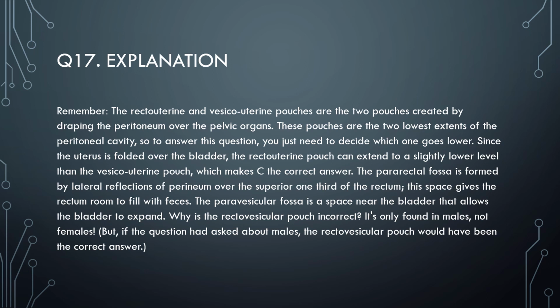The pararectal fossa is formed by lateral reflections of peritoneum over the superior one-third of the rectum. This space gives the rectum room to fill with feces. The paravesical fossa is a space near the bladder that allows the bladder to expand.